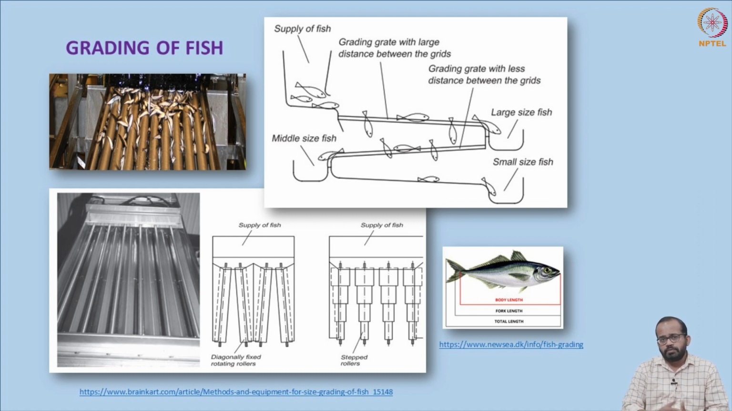The most common kind of size grader that we use is the roller type grader, especially for sizing smaller fishes like sardine, mackerel, cod, etc. The roller type size graders are most commonly used.